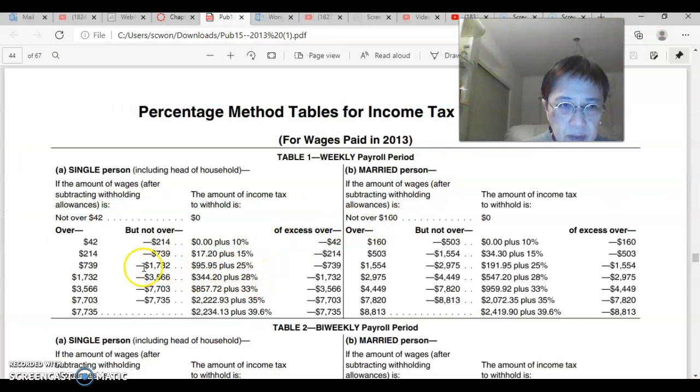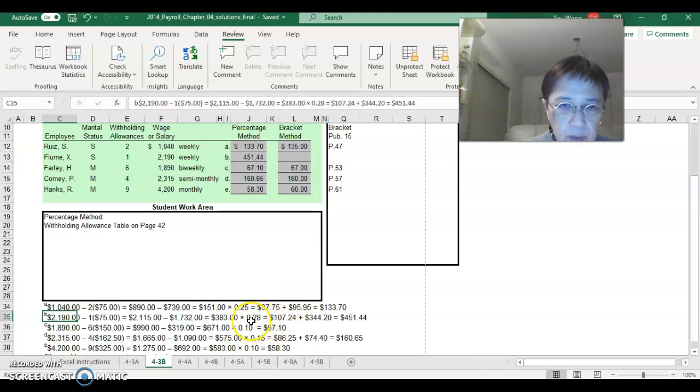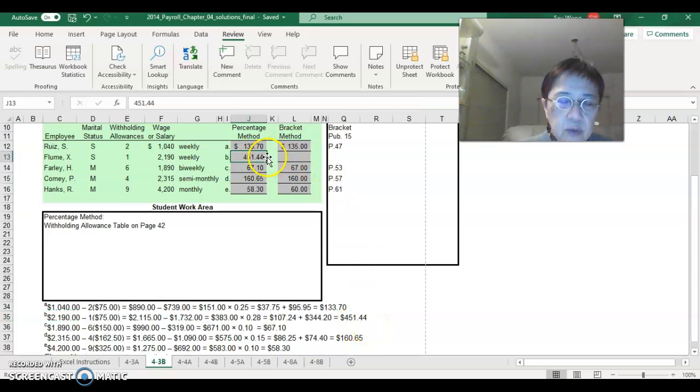So after we minus this amount, and then we times the 28%, and then plus the $344.20. After we times the 28% is $107.24 plus the $344.20 equal to $451.44. Okay, so his federal tax withholding is $451.44. Let's do one more person, Fairly.